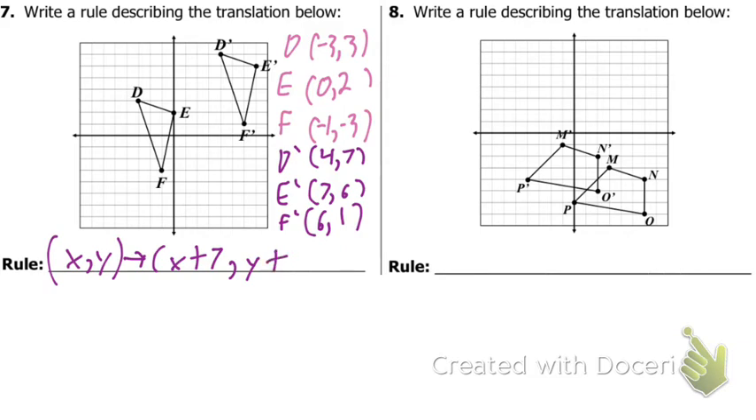And if we look at our points, 3 went to 7, 2 went to 6, and -3 went to 1. How much did we add by? We added by 4. So this is our rule. x, y turns into x plus 7, y plus 4. You can also say yields, so to speak. As you plug in x, y, you will yield x plus 7, y plus 4 using this transformation.